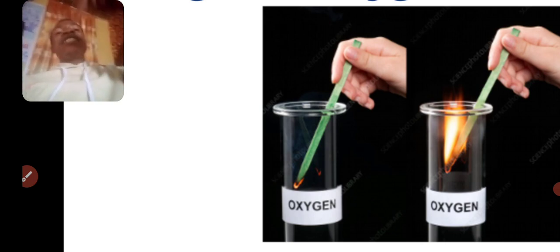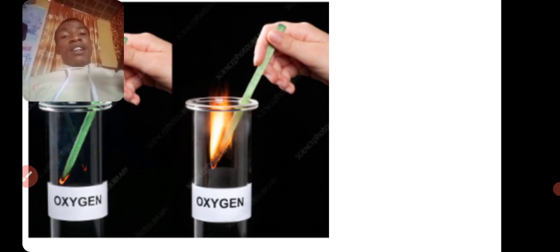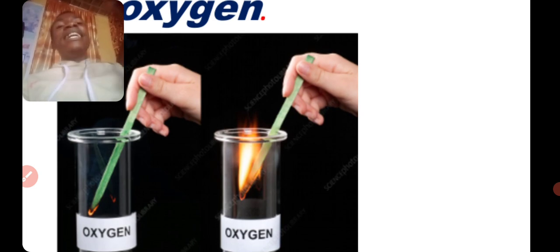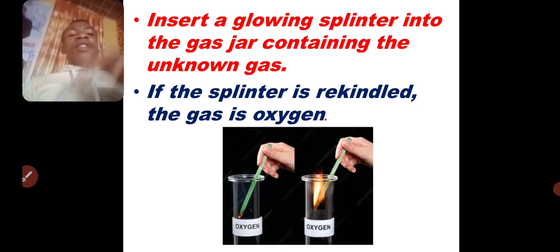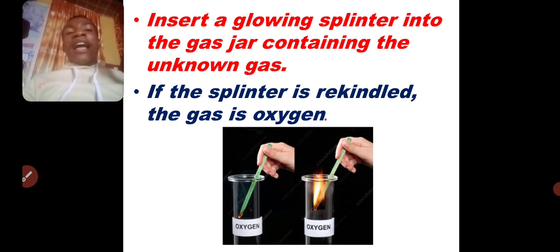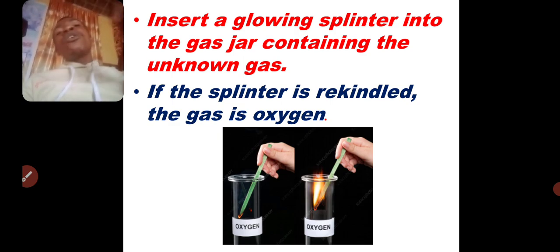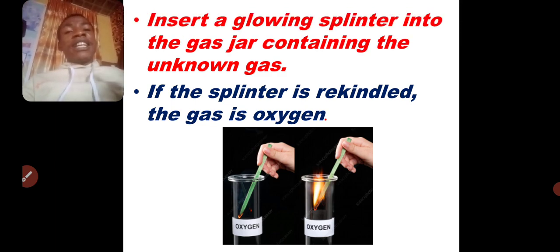When you put a glowing splint inside a gas jar that contains oxygen, the glowing splint will catch fire. That means oxygen is present inside that gas jar. You call that rekindling of a glowing splint. So oxygen normally rekindles a glowing splint. So that is the test for oxygen. If you insert a glowing splint inside a gas jar that you suspect contains oxygen, and that glowing splint is rekindled, if fire breaks out from it, then the gas jar contains oxygen.